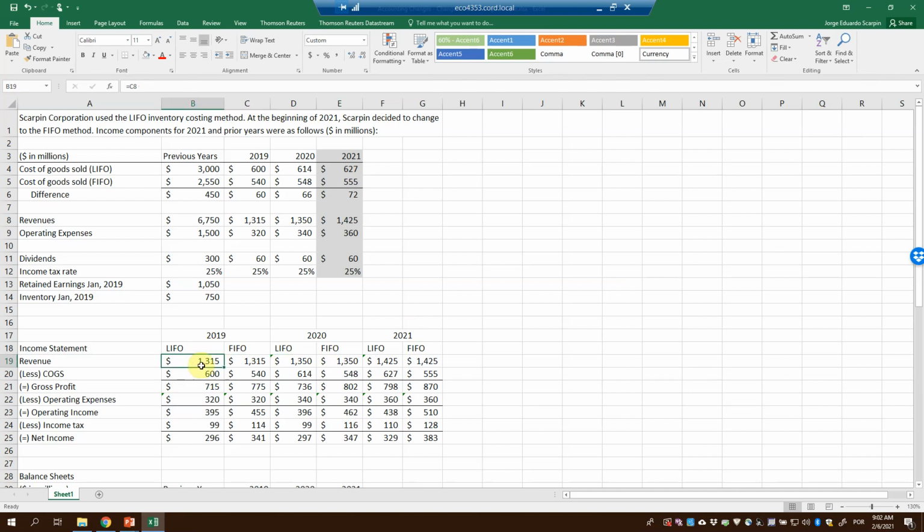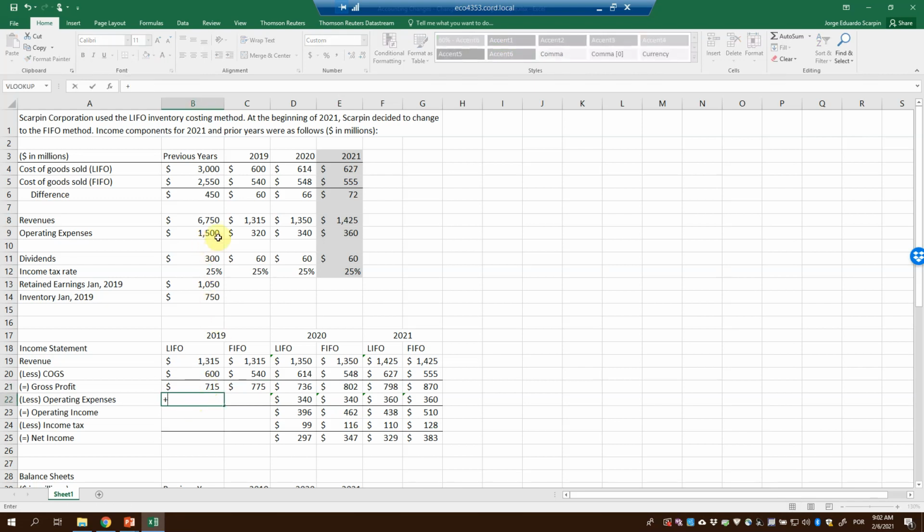So how do we do that? I will be doing 2019 again, and then the other ones will be the same. Okay? Revenue 2019. Here, does it matter if we are talking about FIFO or LIFO? The revenue will be the same. Cost of goods sold, LIFO 600, FIFO 540. Gross profit, revenue less cost of goods sold for LIFO and FIFO.